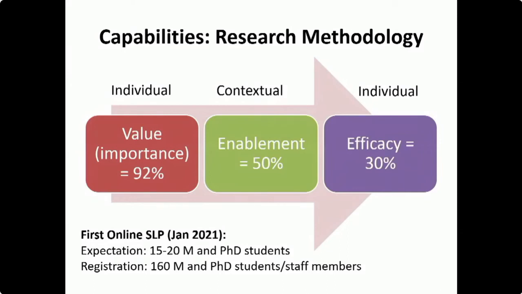Value and importance is an individual kind of thing. It demonstrates the need for autonomy. The enablement aspect is contextual, and obviously efficacy is also an individual thing. But when we started this online SLP, we expected to register about 15 to 20 masters and PhD students in the program in January 2021. We actually got 160 people who registered. So this was really a challenge for us.